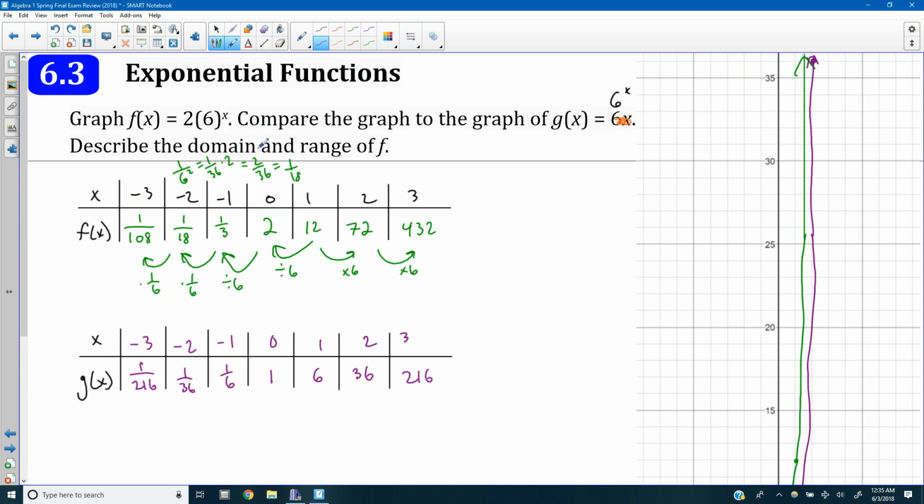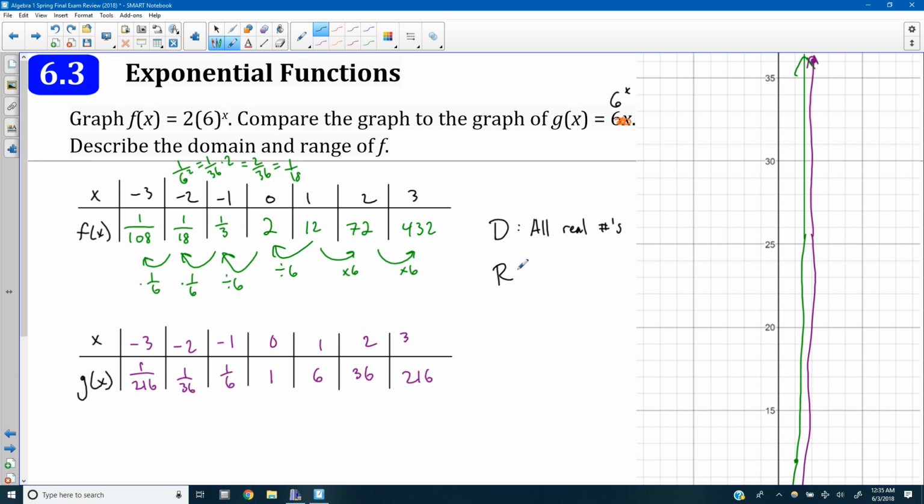Now it says describe the domain and range. And I know we haven't done much on domain and range, but the real thing it's asking is, tell me how far left and how far right these graphs can go. Could I plug in any value of x and always get a value of y? The answer is yes, you could. So the domain of both of these is all real numbers. It means that you can plug in any value for x and always get a value out for y.